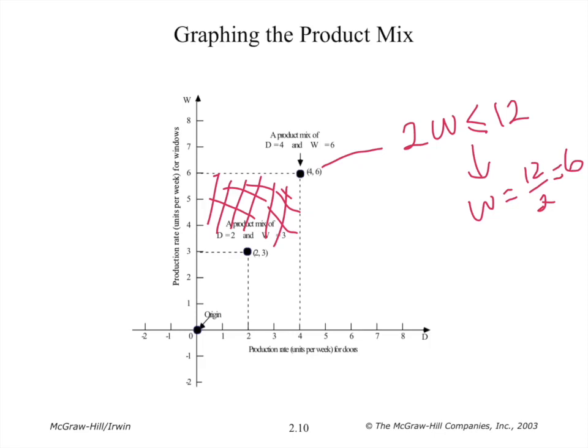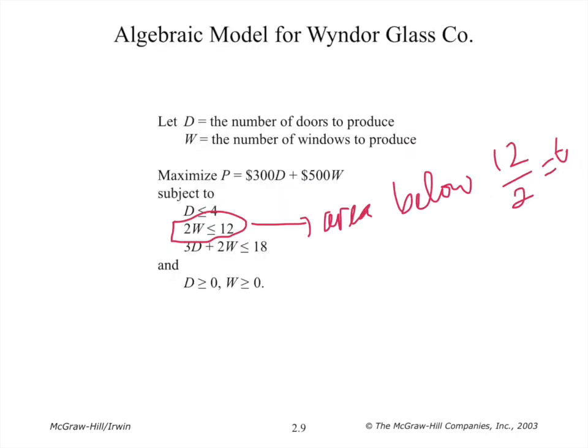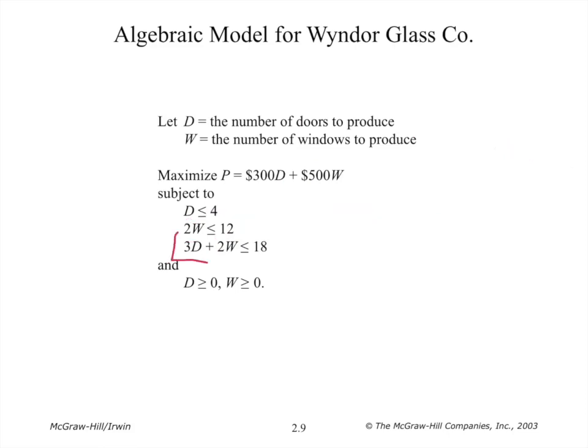Okay, no problem to find this line and this line too, for t equal to 4 and w equal to 6. And how about this equation? How about this equation?